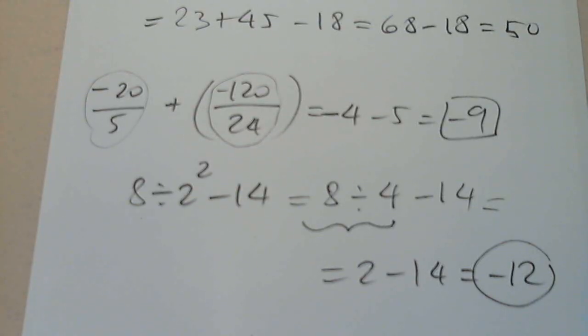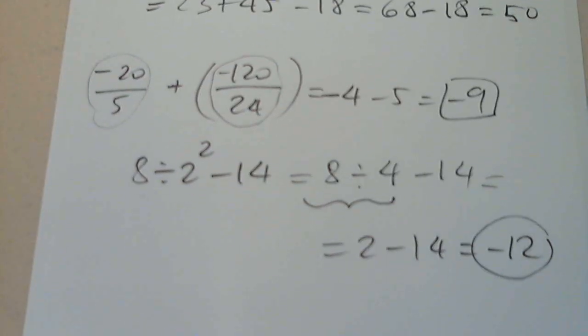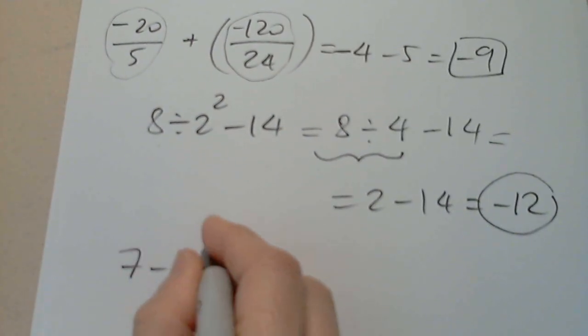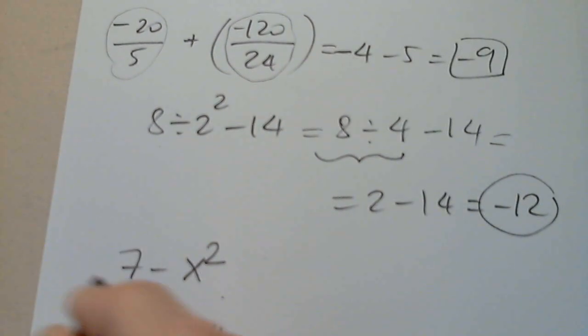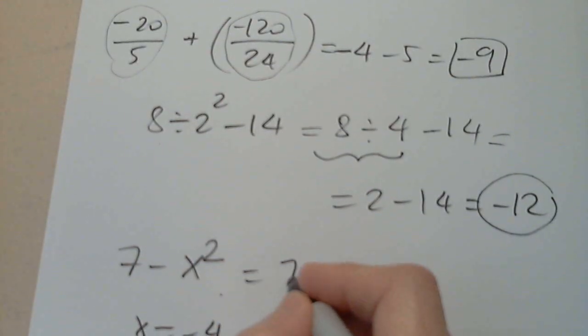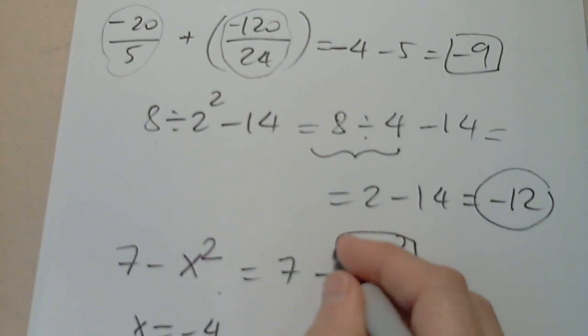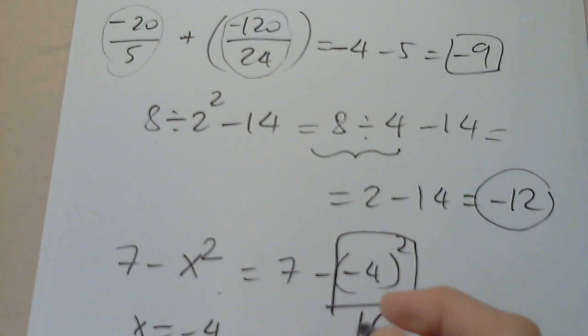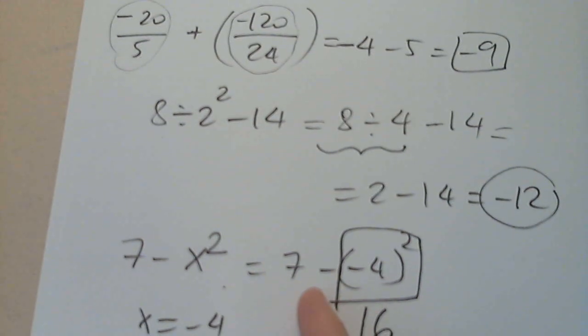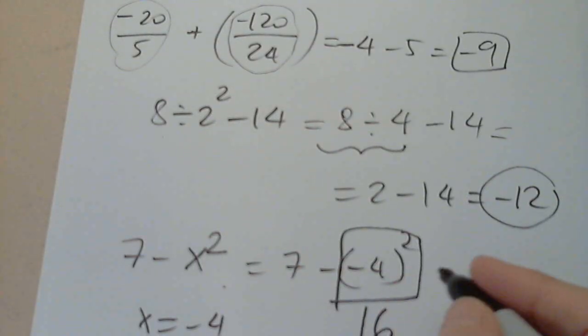Good. So we are asked to evaluate 7 minus x squared for x equals negative 4. Fine. 7 minus negative 4 squared. But I know that this must be a positive number, which is 16. I cannot change anything here. I can only square negative 4. I did. So now 7 minus 16 is negative 9.